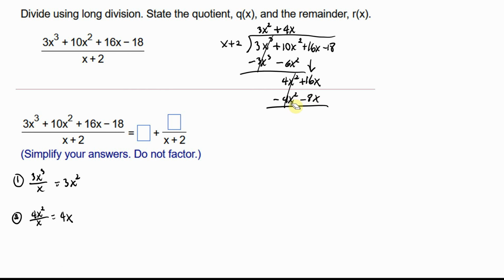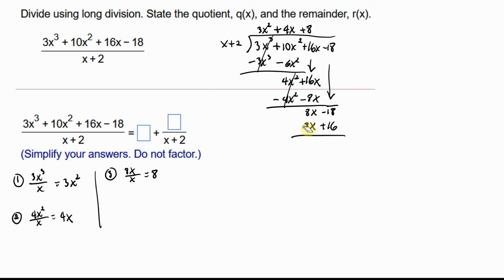Negative, we add up, we get 8x, and then we bring down the minus 18. And we can divide the 8x by x. That's still divisible. So 8x divided by x is 8. It's plus, so we say plus 8. So we get 8 times x is 8x. 8 times 2 is plus 16.